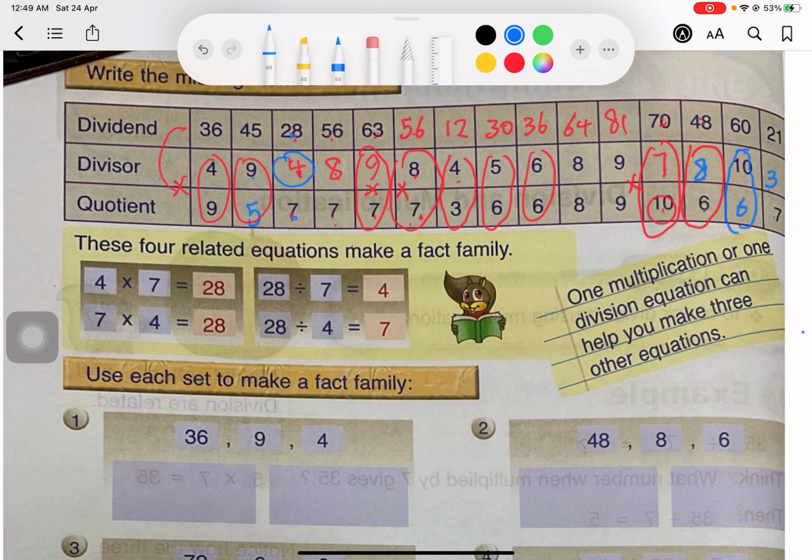When you multiply the divisor and the quotient, remember always, you should get the dividend. These 4 related equations make a fact family. We call this fact family. Fact family, you have 3 numbers. You can make 2 multiplication sentences and 2 division sentences. Okay, look, how can I do this?